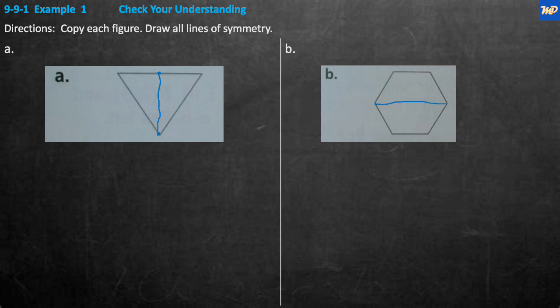If you fold it on top of itself, you get the same image. The same thing goes from here to here and from here to here. So this one has 3 lines of symmetry. Do you see it? 1, 2, 3 lines. If you fold it across any one of these lines, it'll be the exact half of the figure, the other half of the figure.